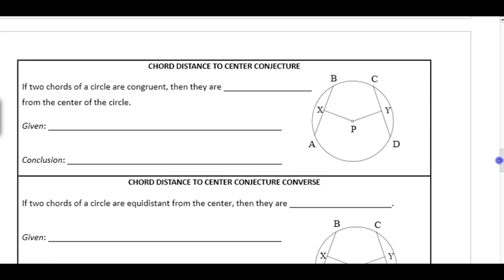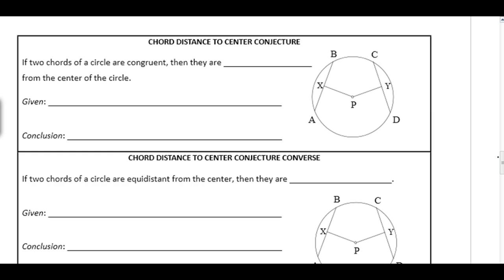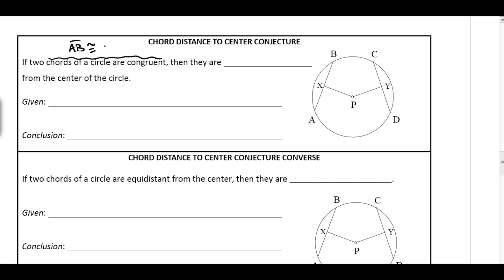Moving on, two more we have here. Chord distance to center conjecture. If two chords of a circle are congruent, so in this case the two chords of the circle that would be congruent would be AB congruent to CD, then, so if these two chords are congruent, we can kind of see that it looks like it's about the same distance from the center, so we would say that they are equidistant from the center of the circle.